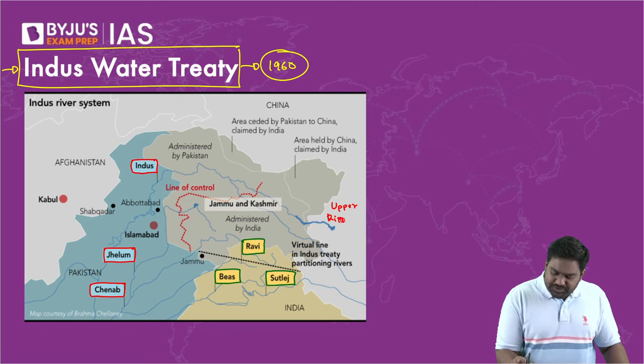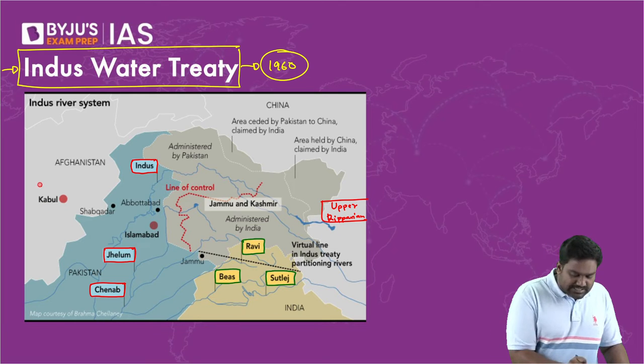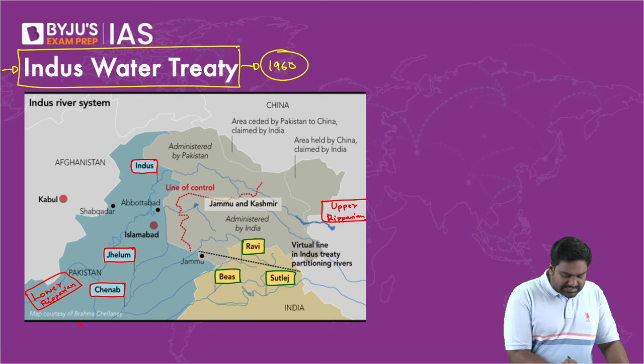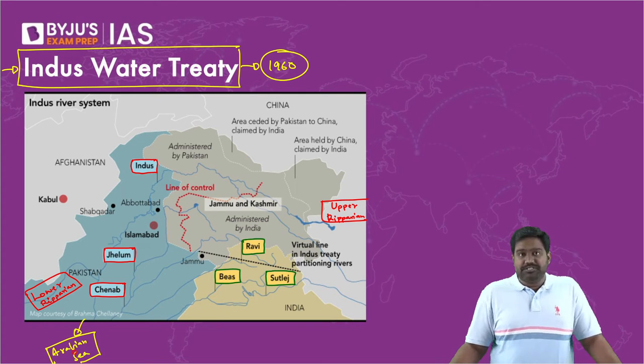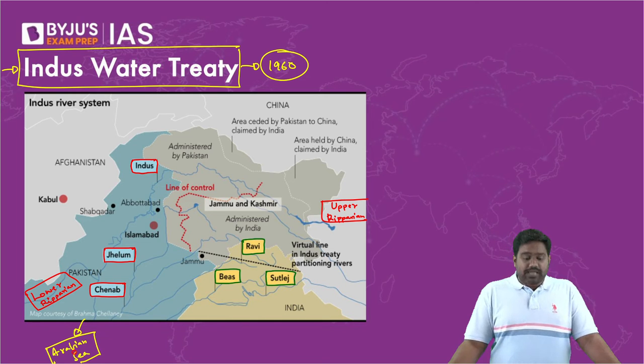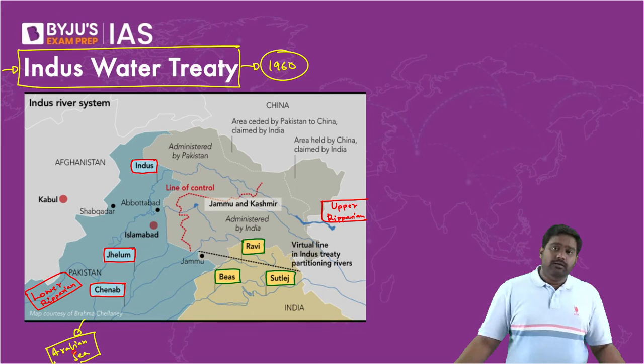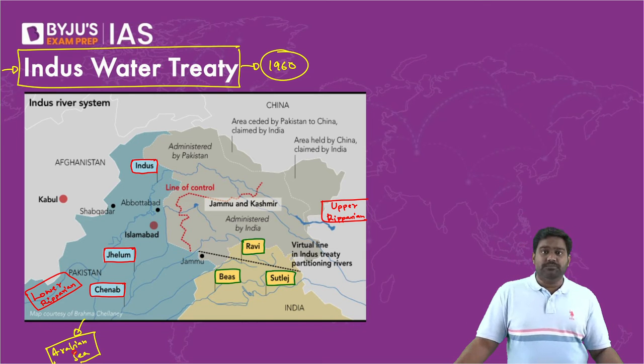So India is the upper riparian. We are located in the upstream, whereas Pakistan is in the downstream. Pakistan becomes the lower riparian state. Eventually, these rivers drain into the Arabian Sea. So Pakistan has a lot of dependency on some of these rivers for irrigation, for drinking water, and for other purposes. Same with India. We have a lot of dependency on some of these rivers for irrigation, hydropower generation, and for drinking purposes and other industrial consumption.